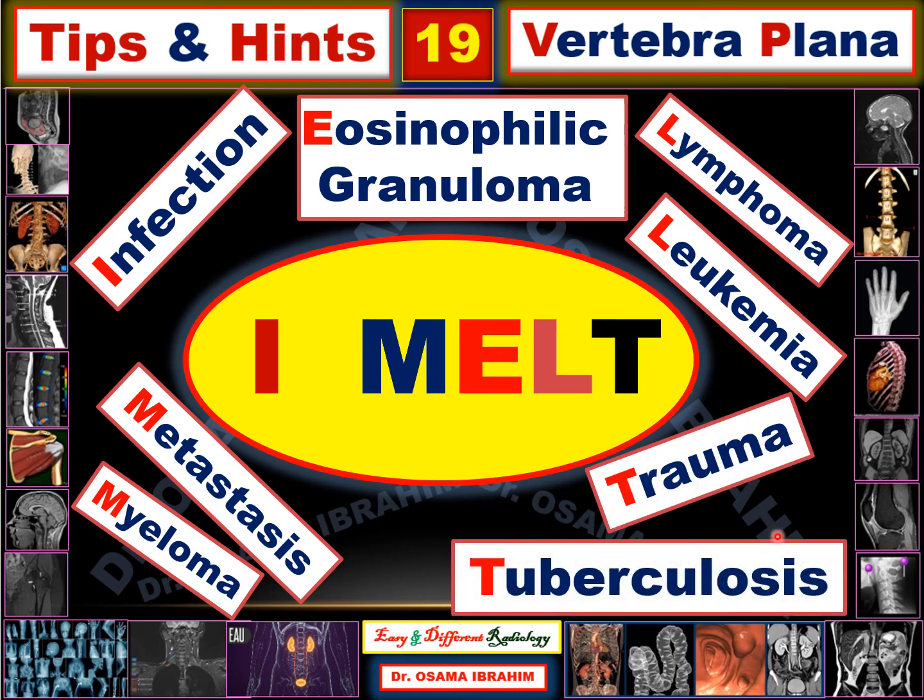T is for trauma and TB, or tuberculosis, from the letter T. So these are all the causes which can cause vertebra plana. Look at the history of the patient, look at ancillary findings, and you can reach one of these causes of vertebra plana. And remember the causes by the mnemonic word MELT.